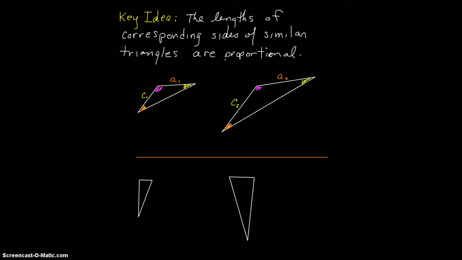And what they're telling me, in this key idea, is that they're proportional. That means I can set up a ratio between these sides and set them equal. What it means is that I can take the ratio of the first side, C1, and divide that by C2. That's a ratio of these two corresponding sides, and I can say that's equal to the ratio of the other corresponding side, A1 to A2. Now notice in the numerator I have the smaller triangle, and in the denominator I have the larger triangle in both of these ratios. So this is the key idea.